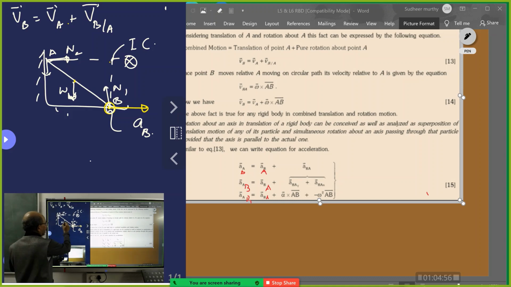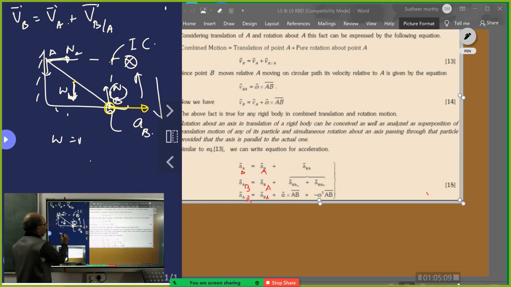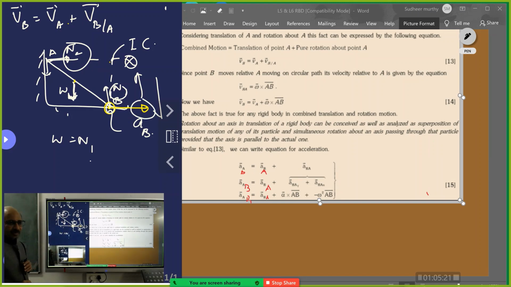Here this W must be equal to N1, because there is no acceleration component in this direction. So W is equal to N1. That's satisfied. Now this becomes an unbalanced force, and it is because of this that you have got this acceleration.